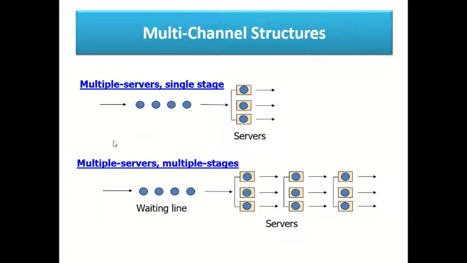After this there is another category called the multiple server multiple stages system, in which again the customers arrive, stand in a waiting line, and then they are diverted to the different servers. There will be multiple servers at each stage. Here there are 3 stages: stage 1, stage 2 and stage 3, and each stage has 3 servers. Since there are multiple stages and within each stage there are multiple servers, it is called a multiple server multiple stage system.